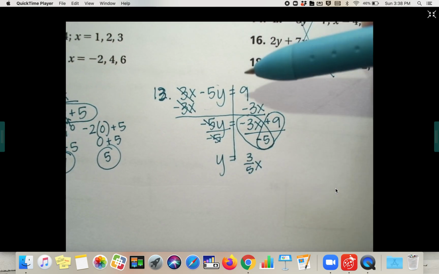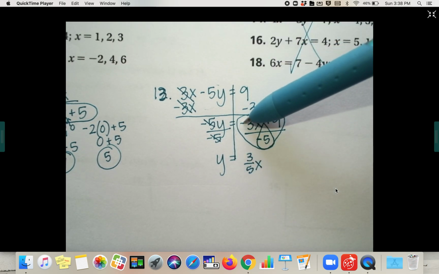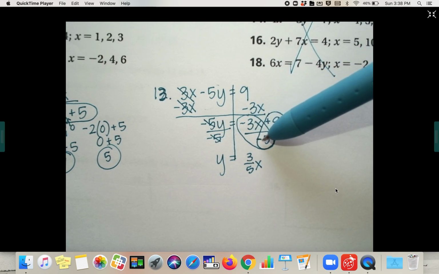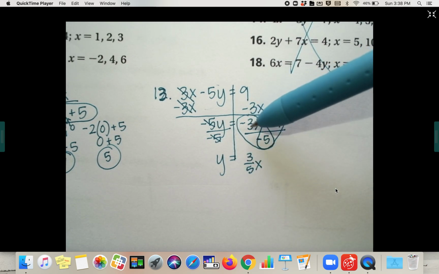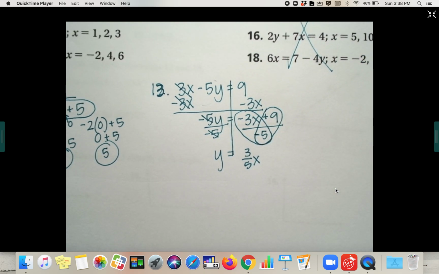Now you may be asking me, what about these negatives? You didn't put a negative on here. That is because a negative divided by a negative is a positive. So now the 3/5 x is positive 3/5 x.